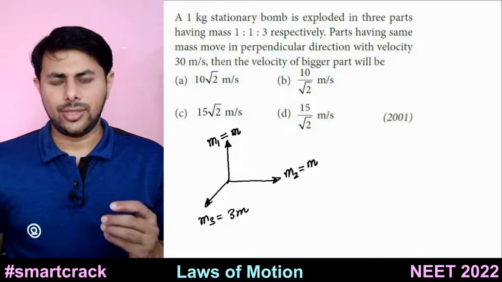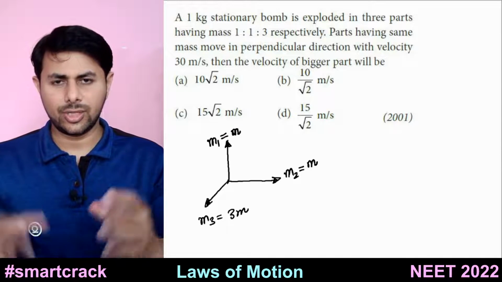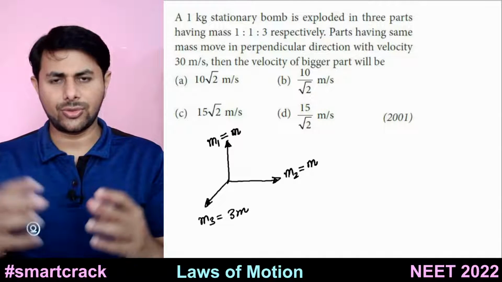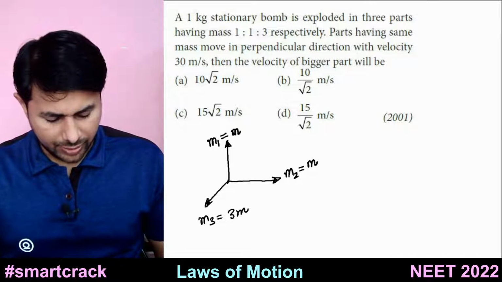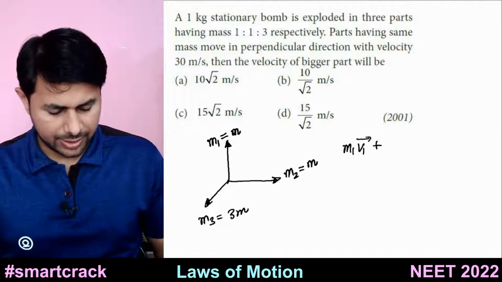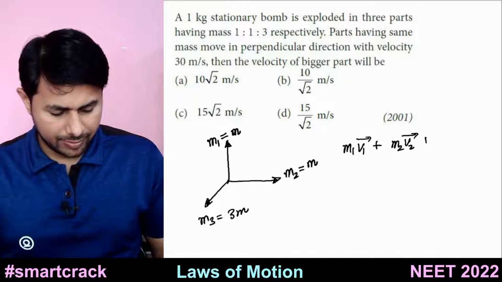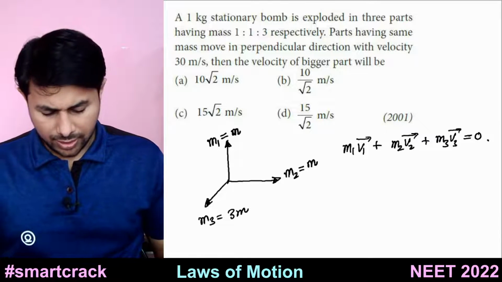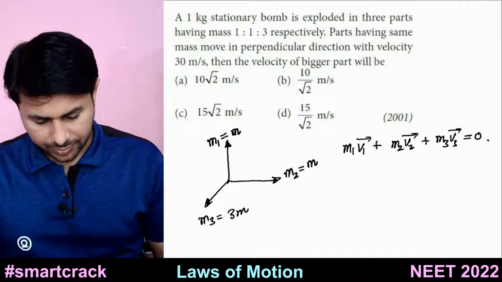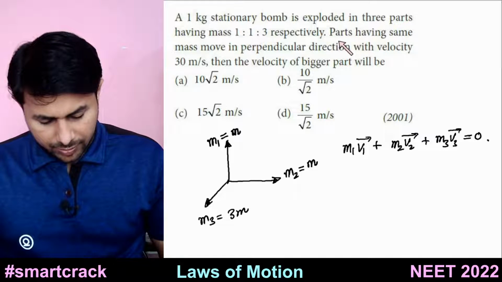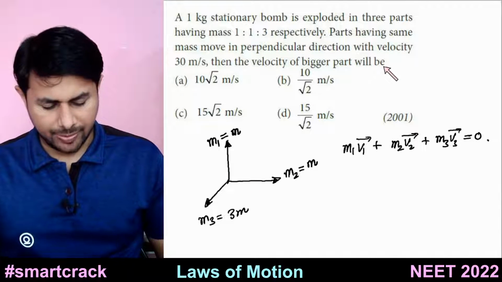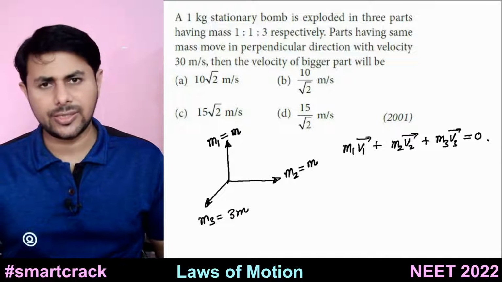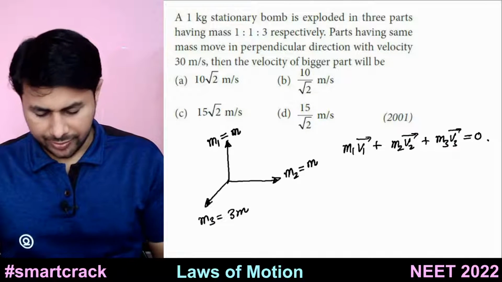So according to the law of conservation of momentum, total momentum before explosion was 0. So total momentum after explosion should also be equal to 0. So we have m1 v1 bar plus m2 v2 bar plus m3 v3 bar equals 0. Parts having same velocity move in perpendicular direction. So these are the two. Then velocity of bigger part. So we want to find out velocity of this bigger part. Okay, v3 we have to find out.